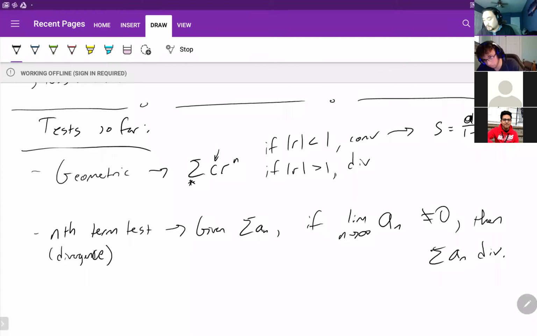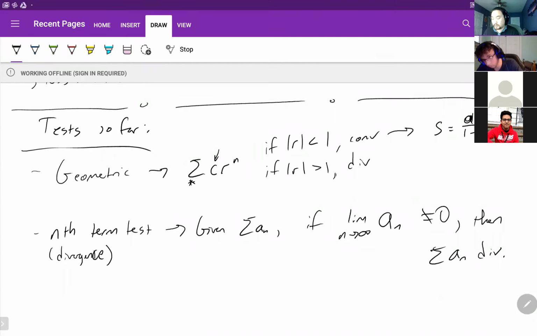All right. Okay, divergence test: a big pitfall of that one is people think that if the limit does equal 0, then it converges, but that is not true. That is not true, right? So it's really important. The divergence test is only for divergence, all right? Next, we learned the integral test.